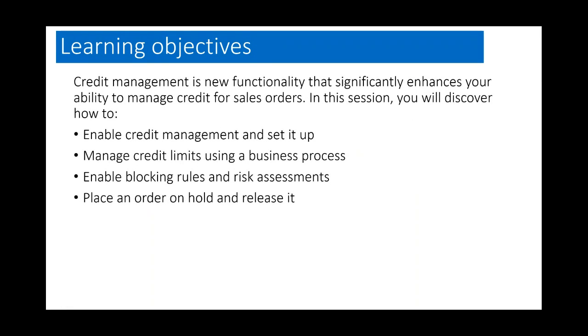So what are we going to talk about today? We're going to talk about enabling credit management and getting it all set up, getting it ready to work, how to manage credit limits using a business process, and enabling blocking rules and risk assessments that will help you block orders based on credit information, and then place an order on hold and release it. Credit management is in feature management. So the first thing you want to do to set it up is go into feature management, find credit management, and enable it. That's all there is to it.